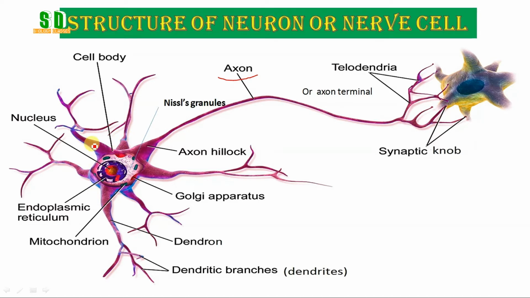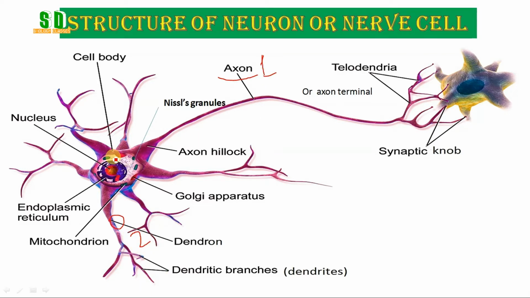dendrites. These are actually dendron. You can see that these are the dendron, and the branches of dendron are actually dendrites. So you can see dendron and dendrites. This one is the first one, the axon. This one is the second one.